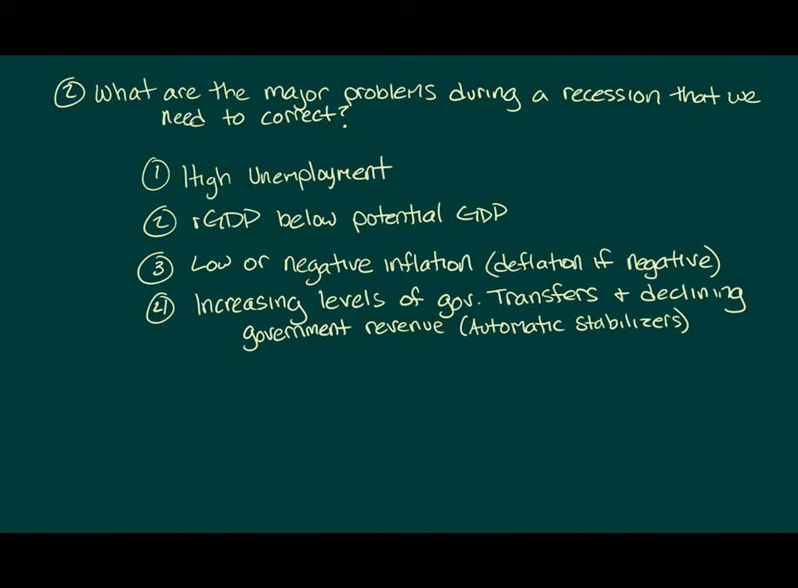And to coincide with that, also because of those automatic stabilizers and because of the progressive tax system, we would start to see declining levels of government revenue. As people lose their jobs and make less money, they pay less taxes and government revenues would fall. So this is another clue for the kids that the economy is currently operating in a recession.